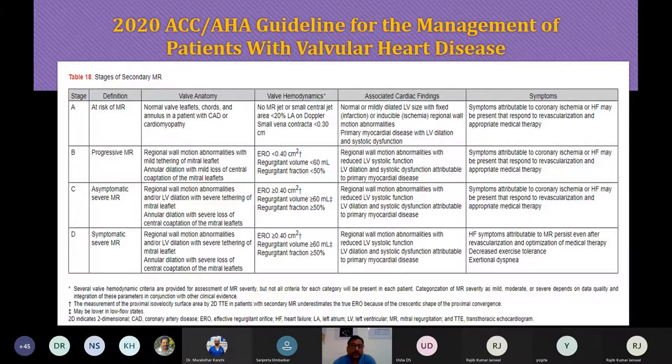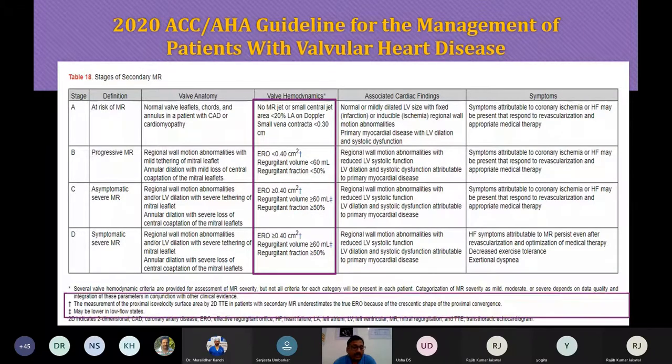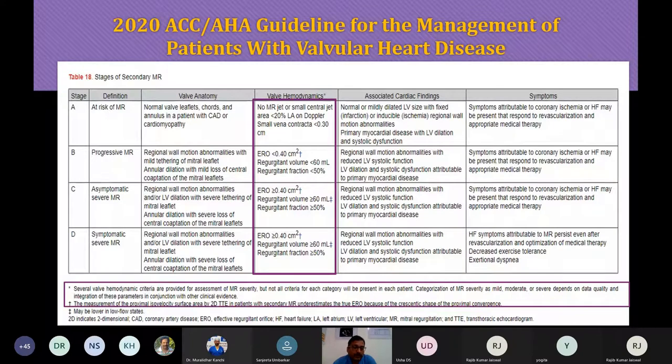So this is the 2020 update of ACC AHA. Here also the guidelines depict similar severity in the assessment. The only thing here is that the severe valve hemodynamic criteria are provided for the assessment of MR severity, but not all criteria for each category will be present in one patient. So categorization of MR as mild, moderate and severe depends on the data quality and integration of these parameters in conjunction with the clinical evidence.